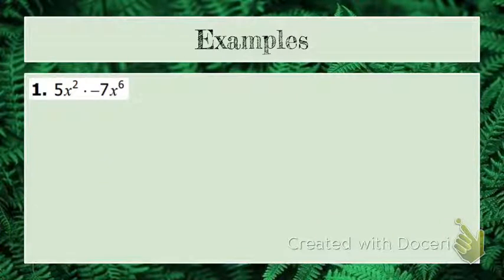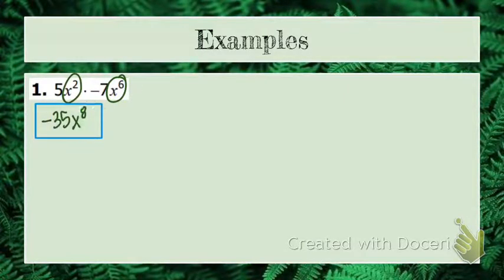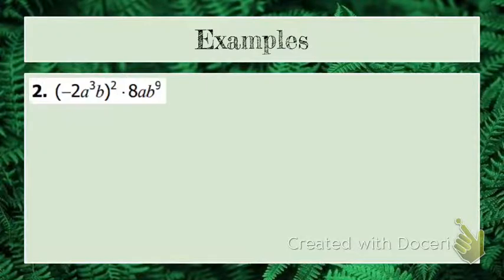So when we multiply monomials, we multiply the coefficients. So 5 times negative 7 is negative 35. And then we multiply the variables, the like variables. So x squared times x to the 6th. If we look back at our product rules, we know we should add the two exponents. This will give us x to the 8th. And then that's all you have to do. That's your answer. Some of this may seem like a review to you, but I want to make sure that we've refreshed our memories because this is going to be important to the next steps that we take.